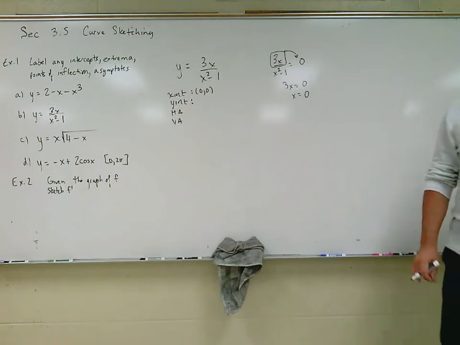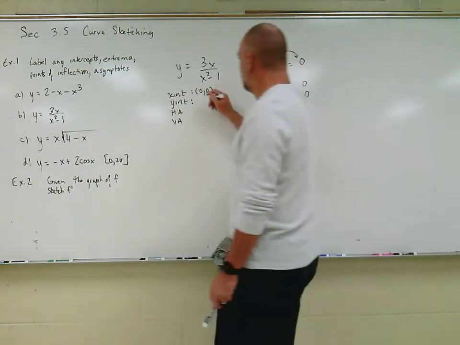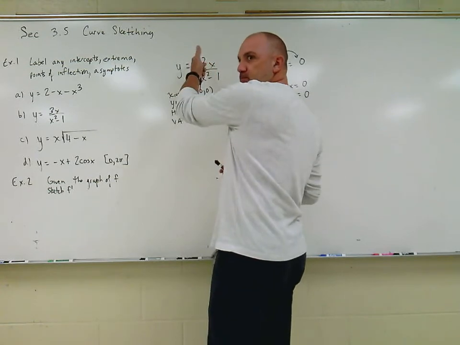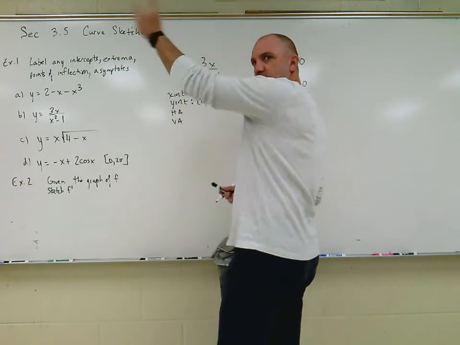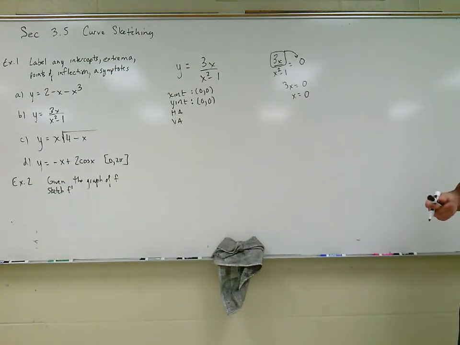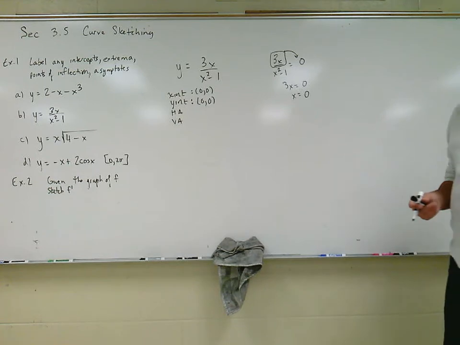Guess what your y-intercept is? 0, 0. Now you can get your y-intercept by plugging in a 0 for x, but you're going to see if you plug in a 0, the top is 0, you get 0, 0. I'm going to skip and do vertical asymptotes next, since I'm in this habit of setting something equal to 0.